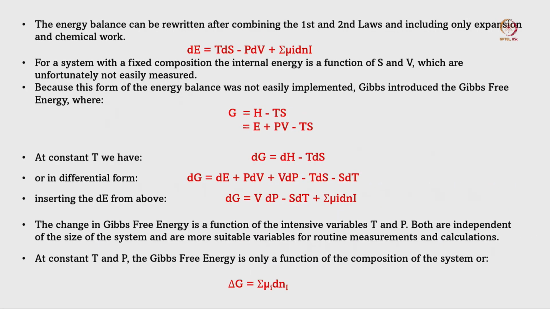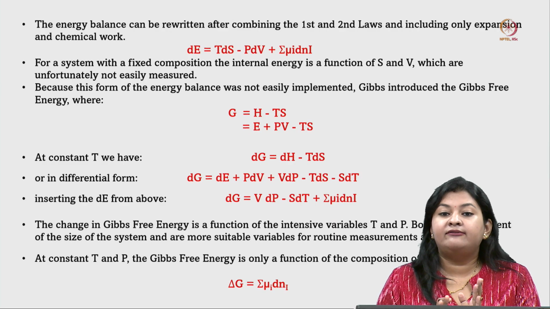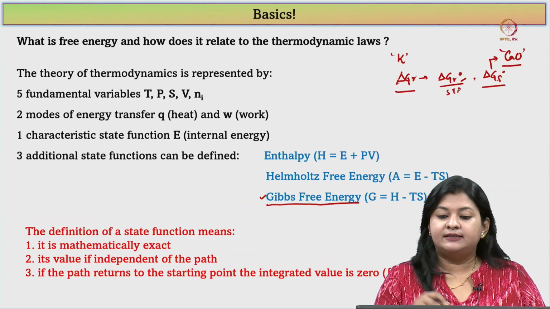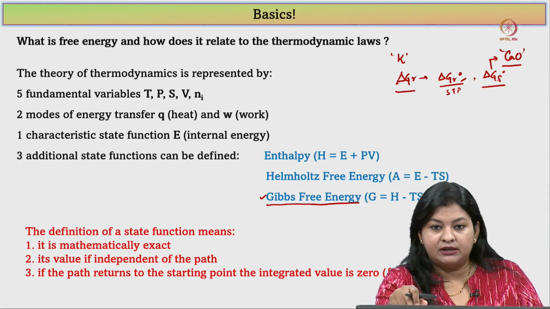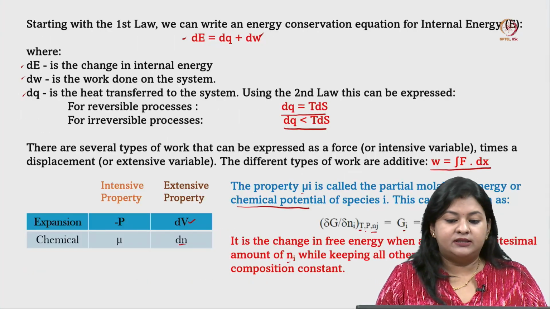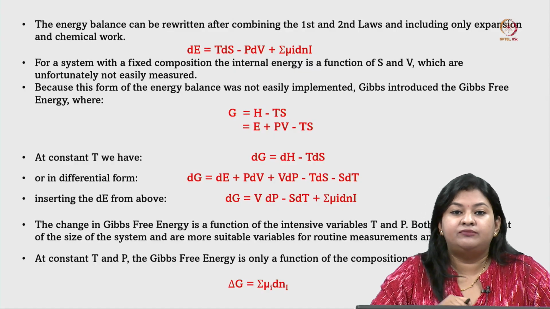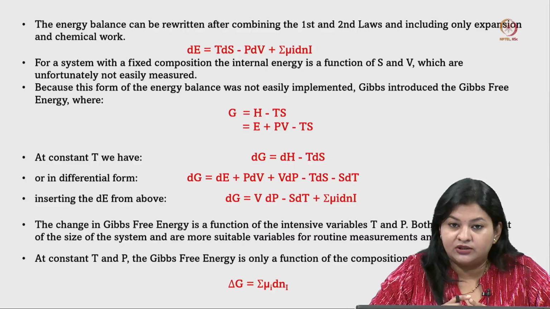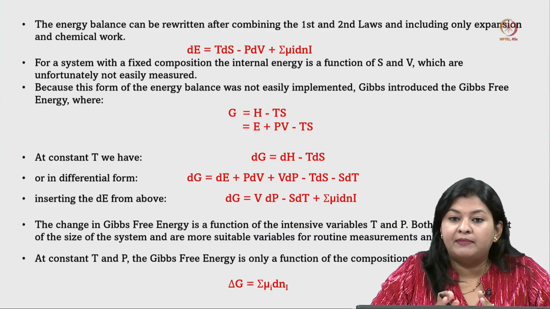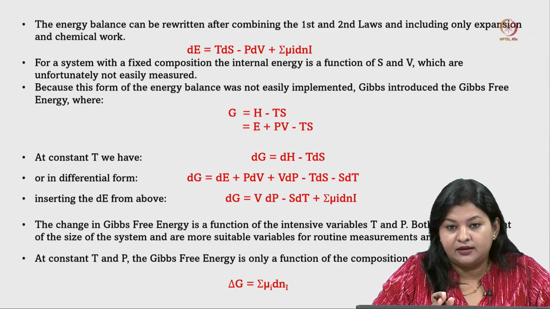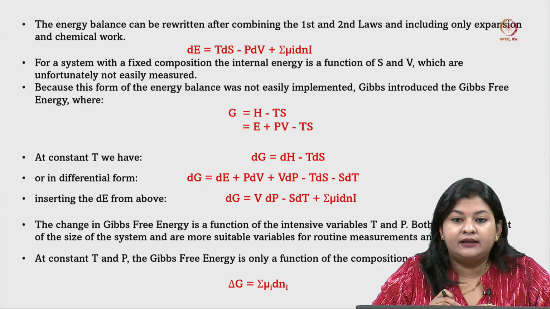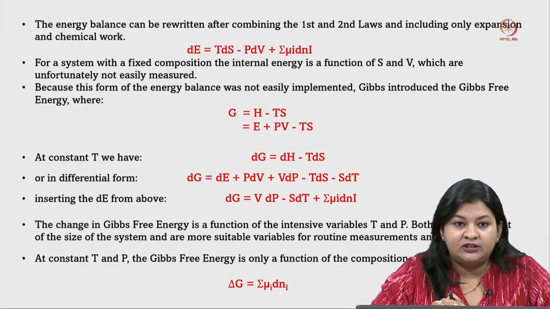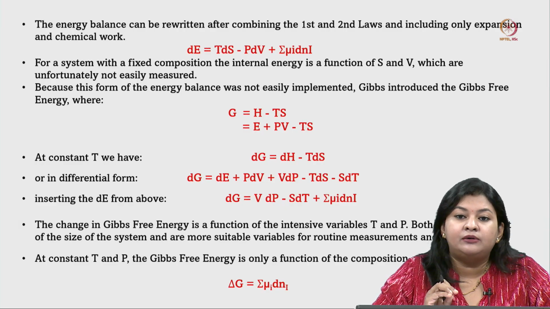Given these few definitions, let us derive the G term. We are going to derive this delta G term, because as I said, we need to find this delta G R and understand our chemical equilibrium. So, let us move on to the energy balance equation. The energy balance equation can be written by combining both the first and the second laws of thermodynamics. That explains some kind of expansion and some chemical work.